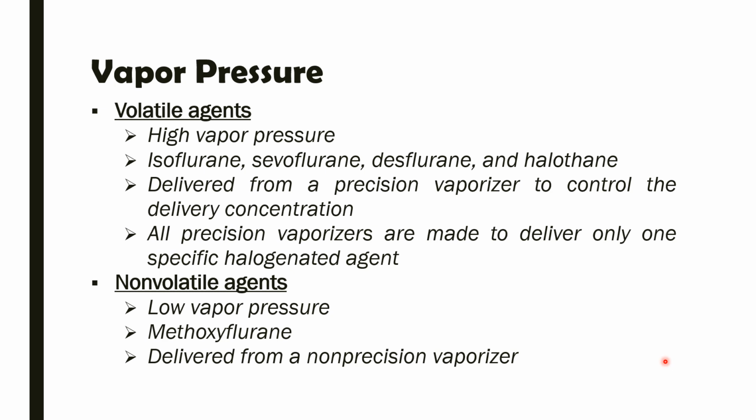For the non-volatile agents, this means that these agents have a low vapor pressure. An example of this is methoxyflurane. They are delivered from a non-precision vaporizer, so they can be delivered in a vaporizer that is not specific for that particular drug.